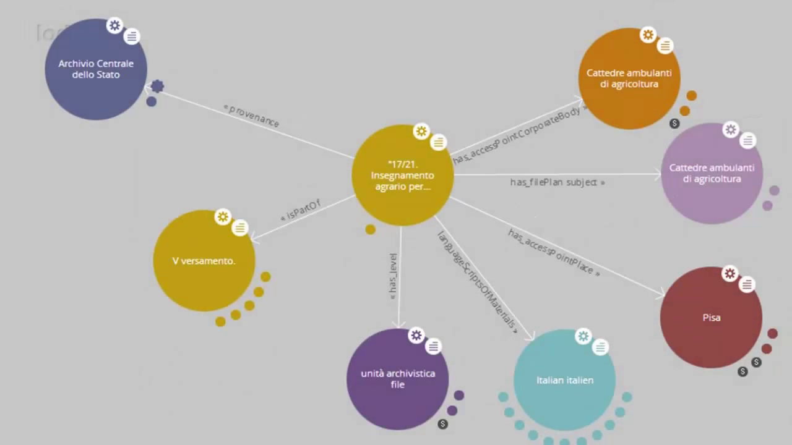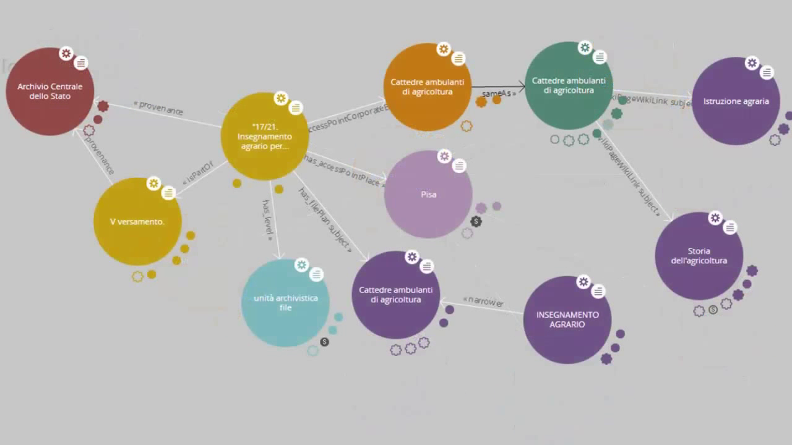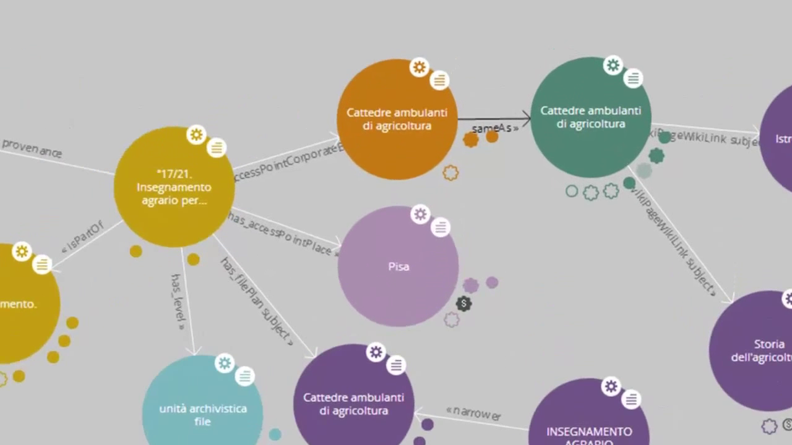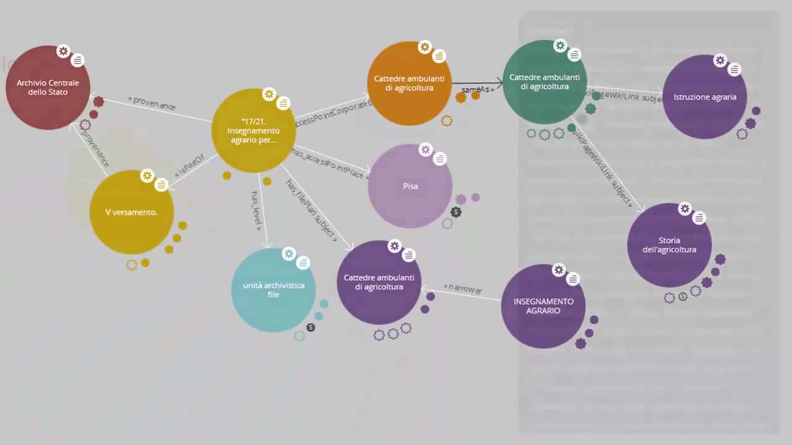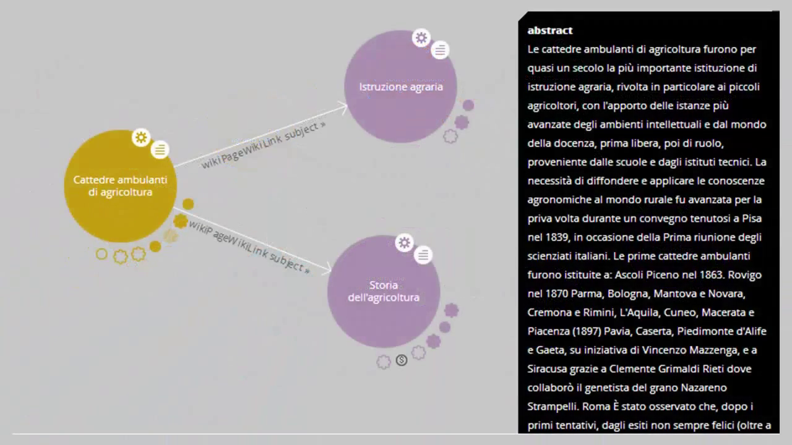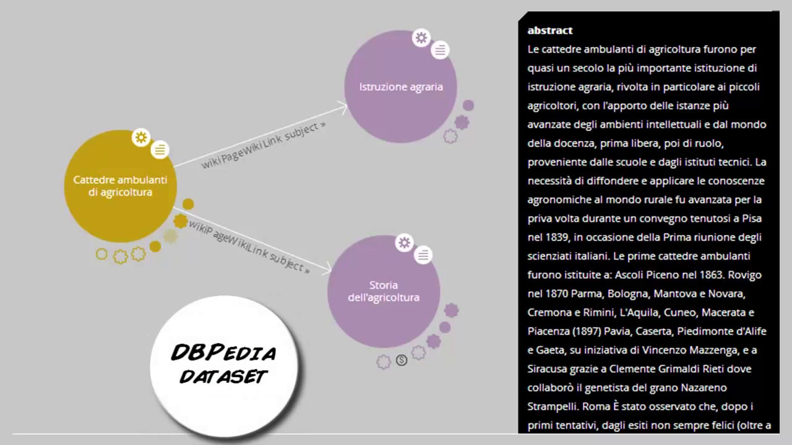LodLive is an RDF browser. You can start the navigation by querying the SPARQL endpoint, then you can follow the connections, moving freely from one circle to another. Every time an owl:sameAs property is reached, LodLive will connect to the related endpoint, showing the user the potential of the Linked Open Data Cloud.